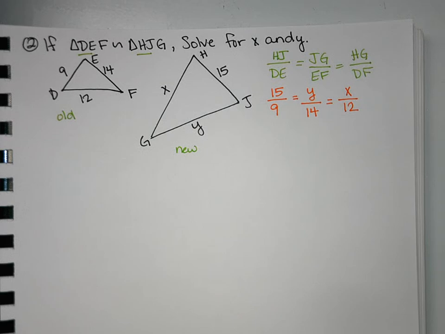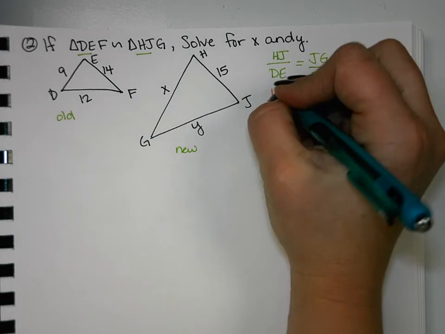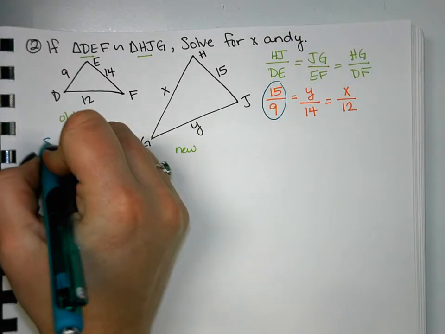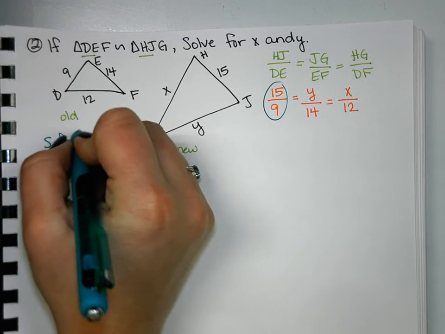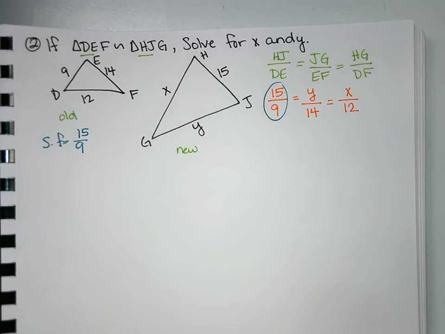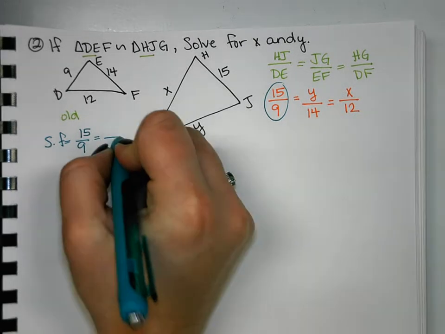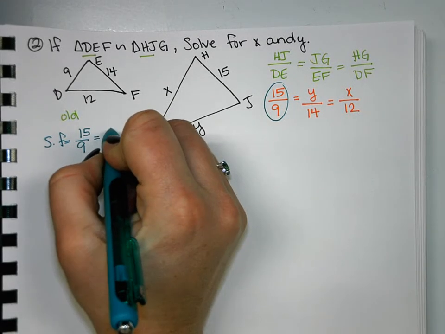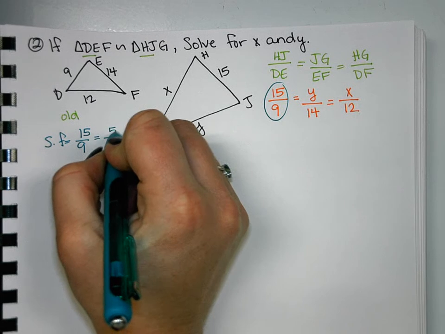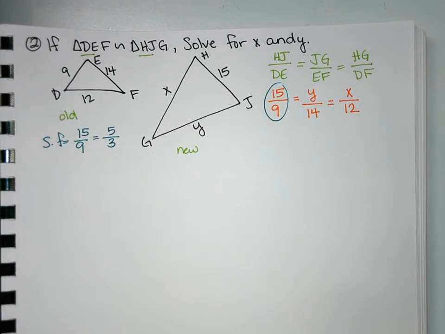Which one do we actually have numbers on the top and the bottom for? 15 and 9. So this 15 over 9, that's your scale factor. That's how much you are increasing or multiplying the small one by to get to the large one. But we do like to make sure it's reduced. So 15 I can reduce by 3, and so we get 5/3. So that means if I wanted to scale it up, I would just have to multiply every side by 5/3.